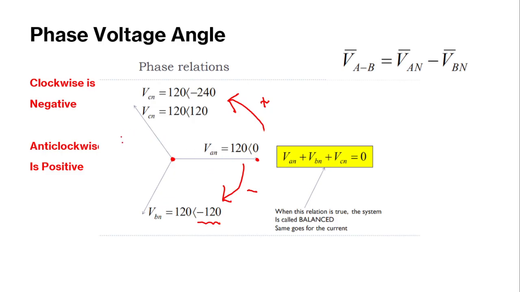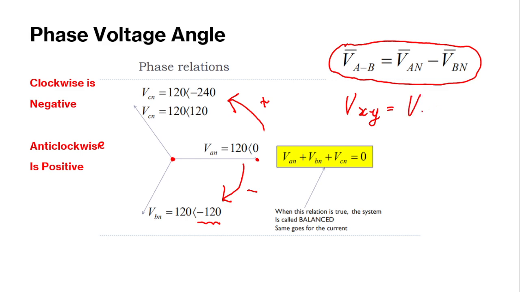Cool. Well, now we know this from before. So VAB, which is your line voltage, is VAN minus VBN. The reason I put this here is just the pattern. So VXY will just be VXN minus VYN. That is the pattern to see.